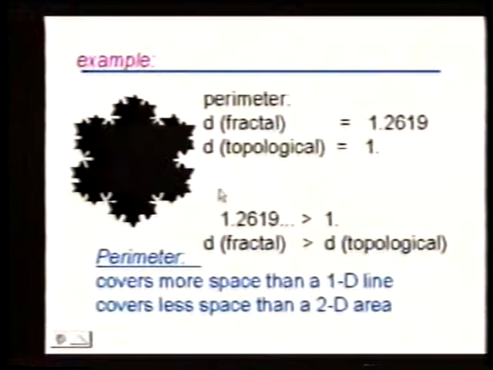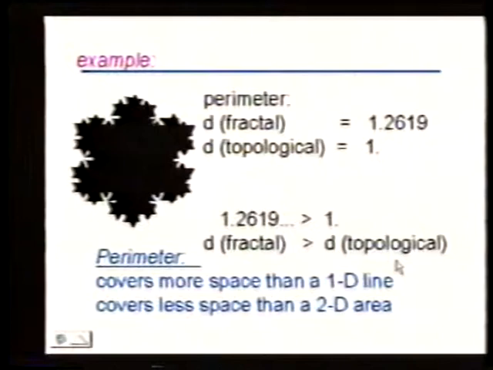On the other hand, if you evaluate the topological dimension, even though the perimeter is very long, it's still a line. How the edge of this is connected is a line. It turns out it has topological dimension 1. So here we have a situation where the fractal dimension is 1.3, the topological dimension is 1. 1.3 is greater than 1. The fractal dimension is greater than the topological dimension, so therefore this thing is a fractal. That's why the perimeter of the Koch curve is a fractal.